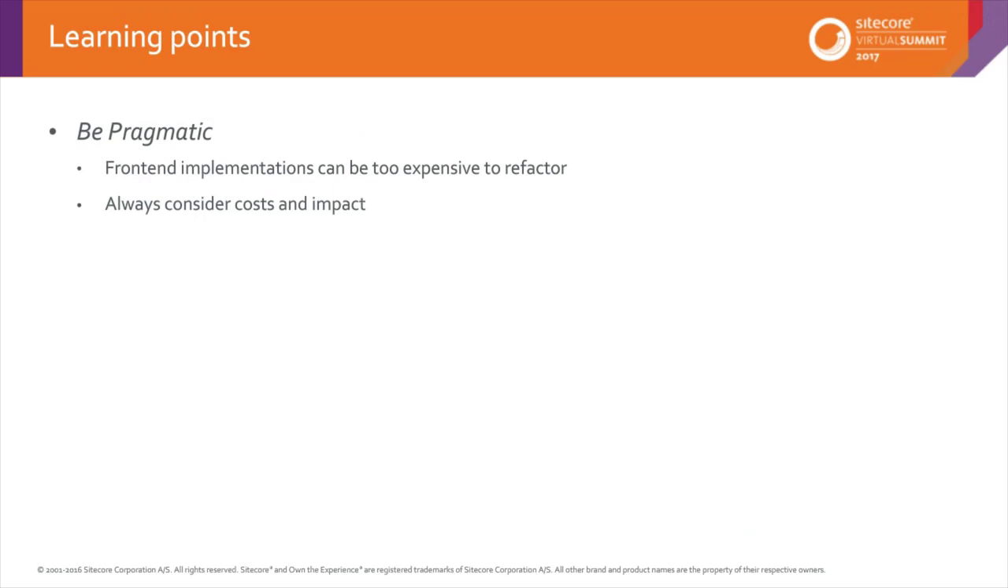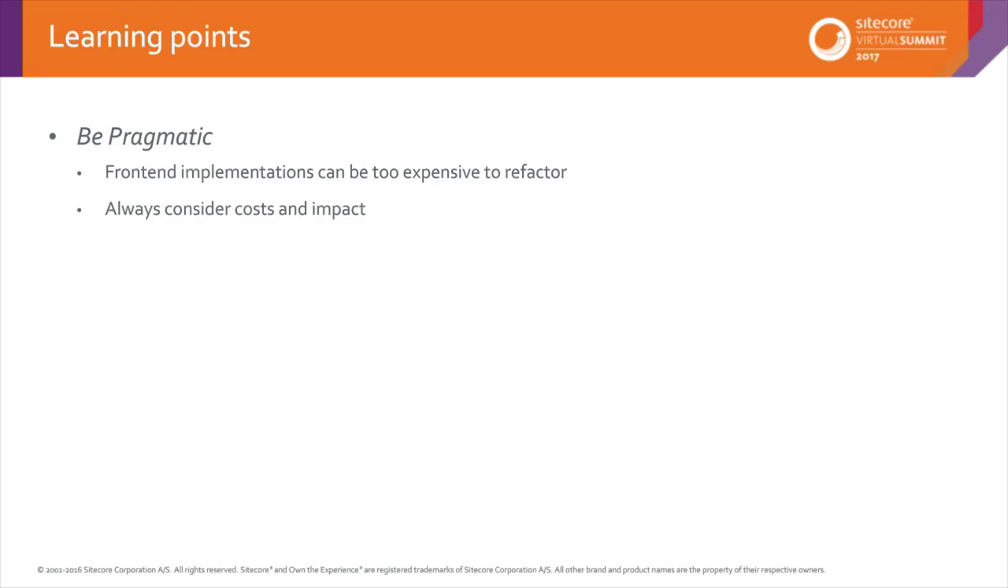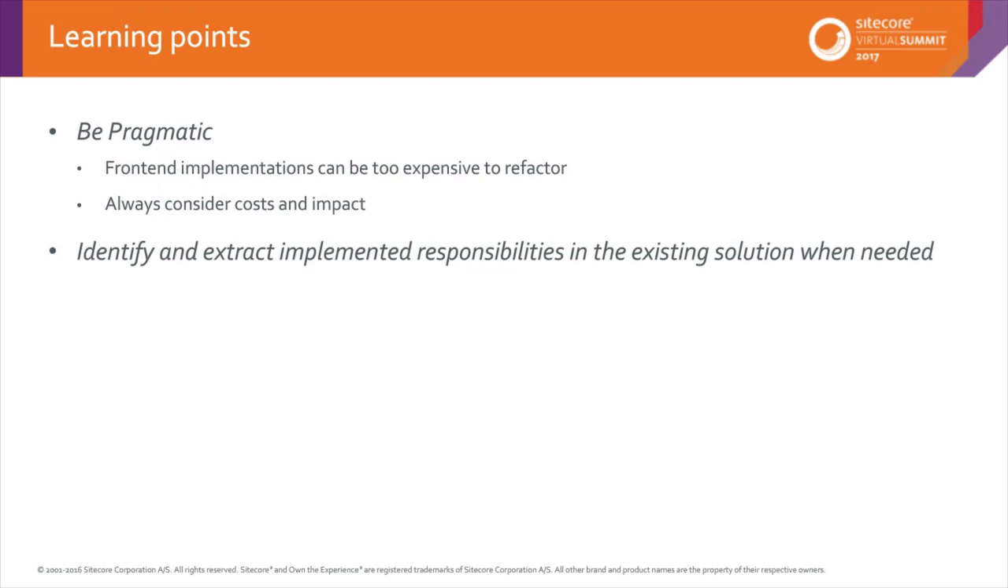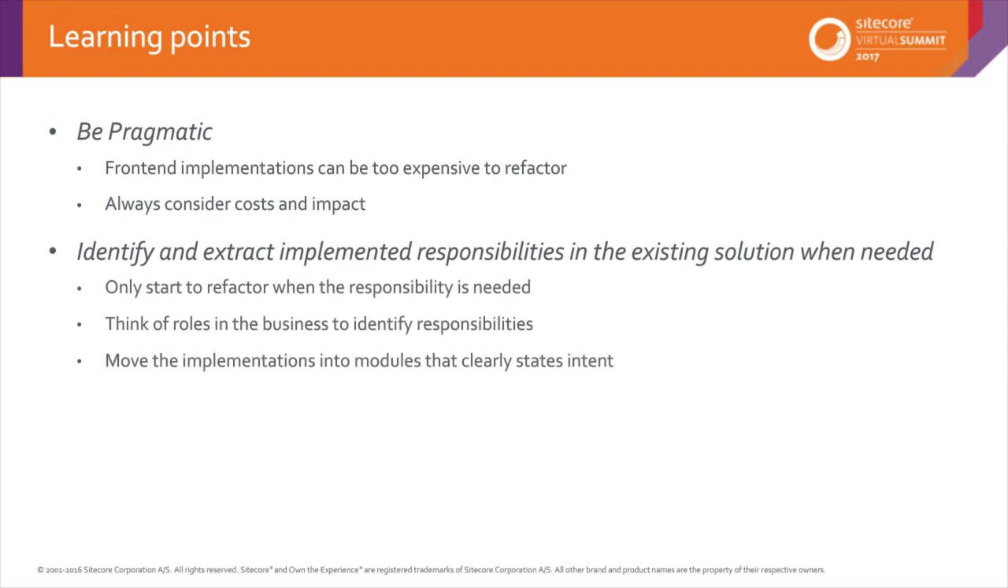In most cases, front-end implementations are way too expensive or even impossible to refactor into following the Sitecore Helix convention strictly. So always consider the cost and impact. Identify and extract implemented responsibilities when you need to, not before. Remember to think of roles in the business to identify the different code responsibilities and move these implementations into modules where the name of the module clearly states the intent.